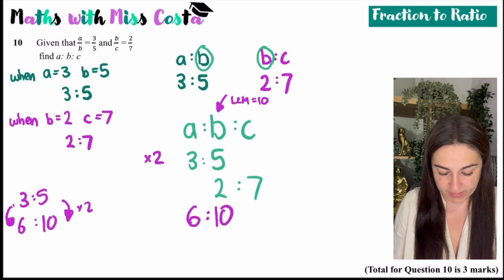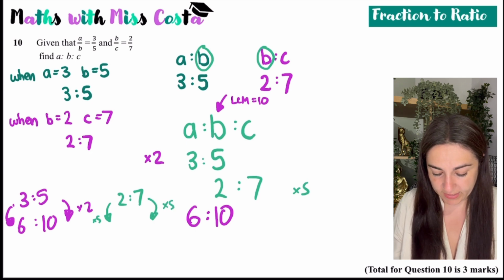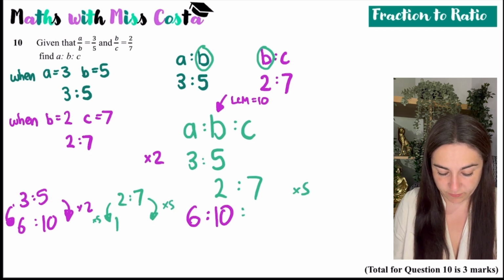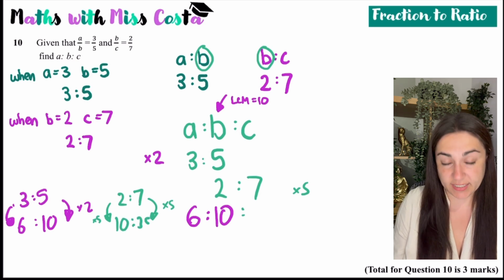Now I do the same over here. 2 to 7, I want to turn B into 10. So I multiply 2 by 5. So therefore, I'm going to have to multiply 7 by 5 as well. So to turn this into an equivalent ratio, where B is 10, that would be 10 to 35.